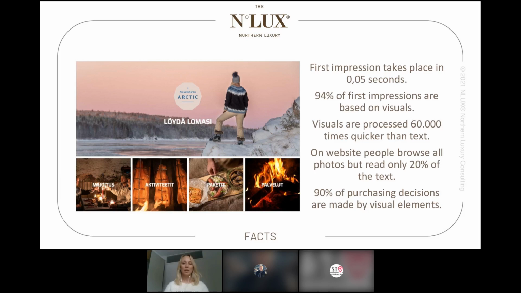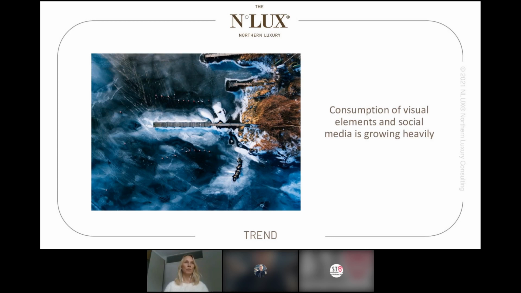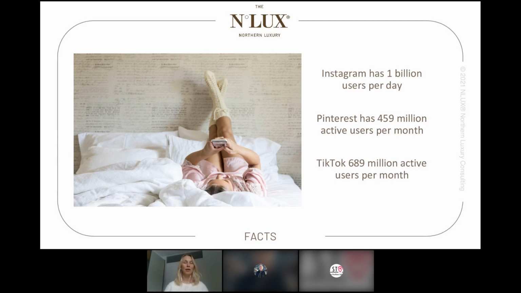Then the whole consumption of the visual, also in social media, is growing really heavily. You all know that in different social media channels like Instagram or Pinterest, TikTok, Snapchat, whatever it is, Facebook for us older people here, everything is about the visual. Hardly ever do you read the text unless you're really a blogger or influencer. And then there might be also some people reading the long texts. But basically, these user amounts are huge. And to get your stuff through, you need to have very strong visuals.